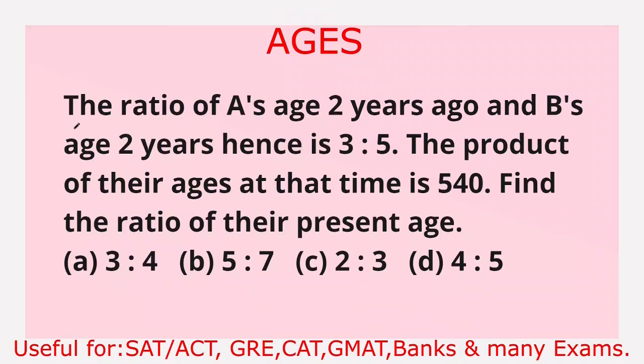Our question is: the ratio of A's age 2 years ago and B's age 2 years hence is 3:5. The product of their ages at that time is 540. Find the ratio of their present age. The given options are option A 3:4, option B 5:7, option C 2:3, option D 4:5.